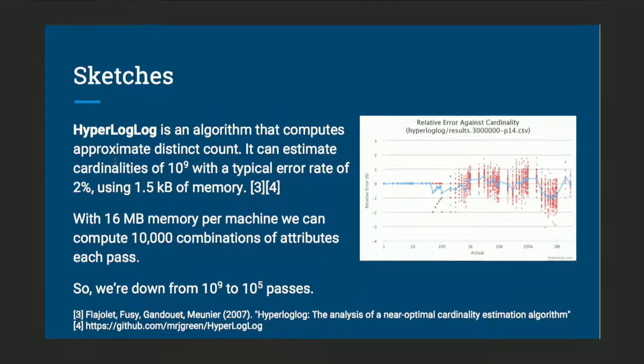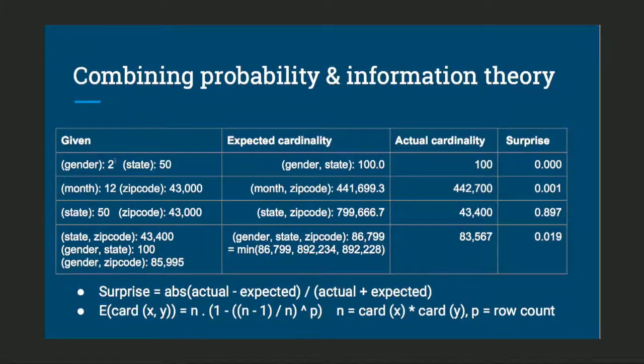If we use this approach, rather than having to do 2 to the 30 passes over the data, if we have 16 megabytes of memory, we can compute 10,000 sketches in parallel, each time we make a pass over the data. So we can compute the count distinct of A and count distinct of B and count distinct of A, comma B, and count distinct of A, comma B, comma C, and so forth. We can compute 10,000 of those each time we make a pass. But still, we're down to about 10,000 passes over our data. So what next?